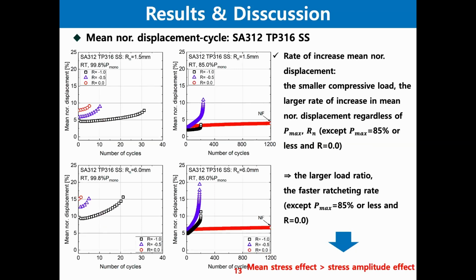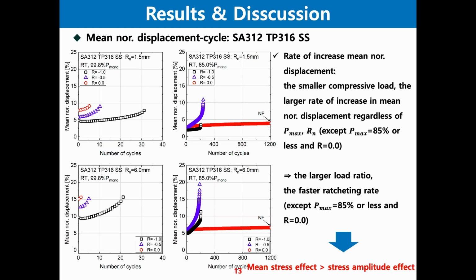In the case of stainless steel, unlike roller steel, the trend was different. Regardless of the maximum load and notch radius, the smaller the compressive load, the larger the rate of increase in mean normalized displacement, except at a maximum load of 85% or less and a load ratio of 0. In other words, the larger the load ratio, the faster the ratcheting rate, except under these conditions.